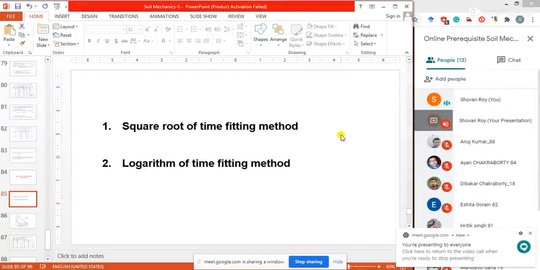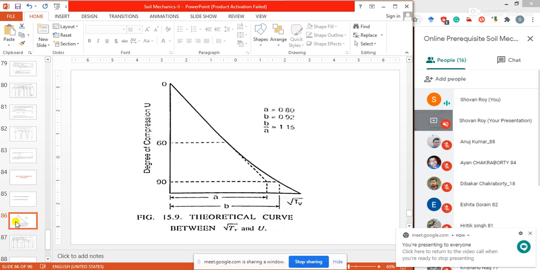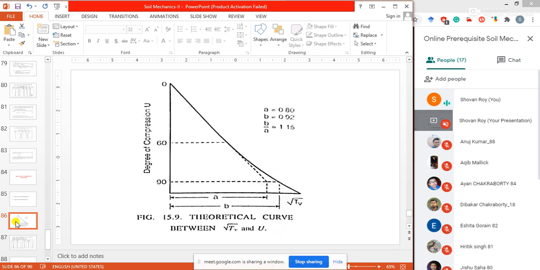So there are two methods to find out the coefficient of consolidation. One is the square root of time fitting method, and another is the logarithm of time fitting method. Okay. So first, if we discuss the square root of time fitting method, we can calculate using any one of the methods to find out the coefficient of consolidation in our laboratory.